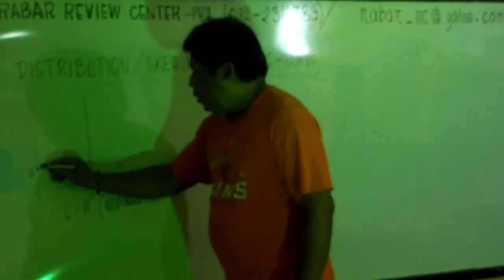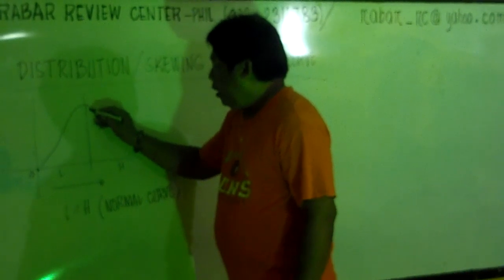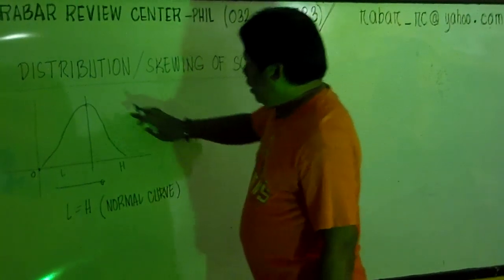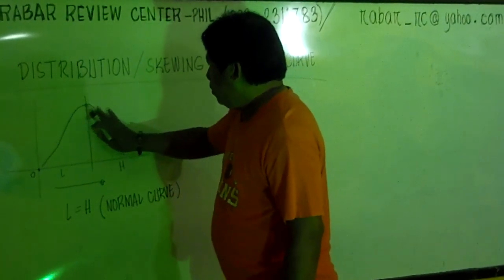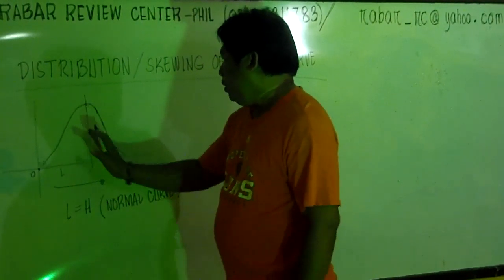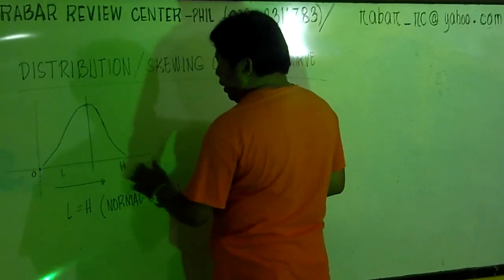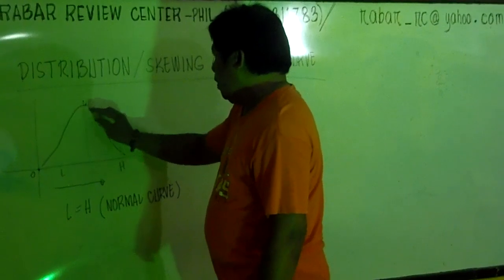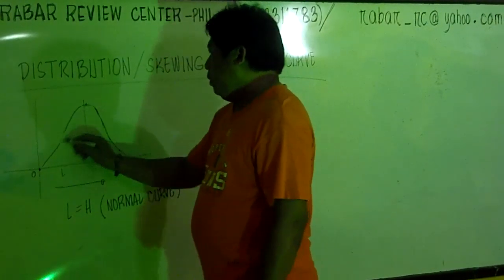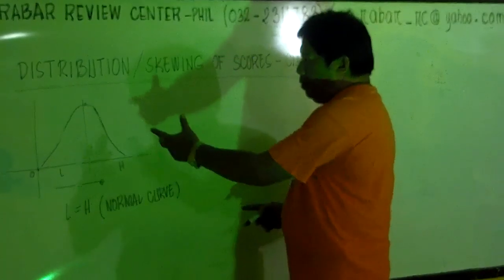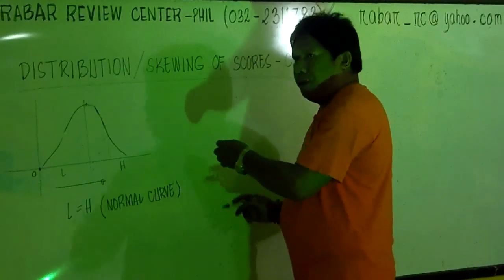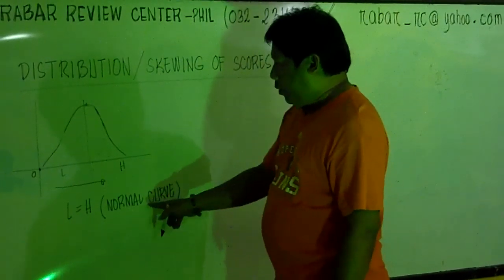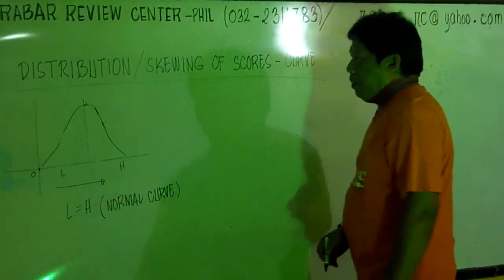So let us say this is the curve distribution of the lower, then we have also the higher here. The form is a bell-type curve. Take note that the number of scores on the lower is the same as the number of scores in the higher. To have a clear view that this is distributed equally, the lower side is just the same as the higher side. This curve is a bell-type curve, and it represents that the number of scores distributed in the lower class is the same as in the higher class. That's why we have L equals H, and we represent it as a normal curve.